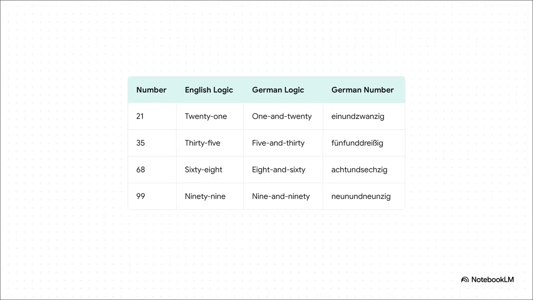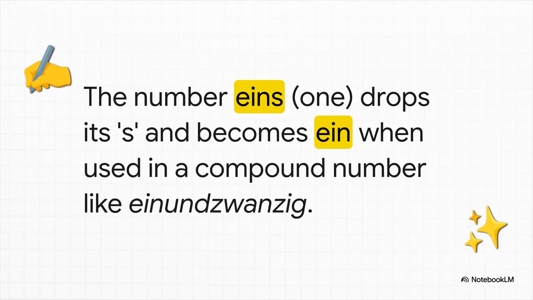This table really drives the point home. While we're saying 21, a German speaker is saying 1 and 20, 21. We say 68, they say 8 and 60, 68. It feels weird at first, but once you get your brain to make that little flip, the entire system just clicks right into place. Oh, and one last tiny rule for this section, but it's an important one.